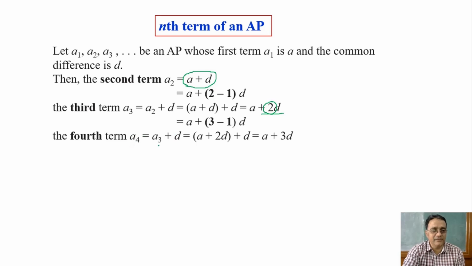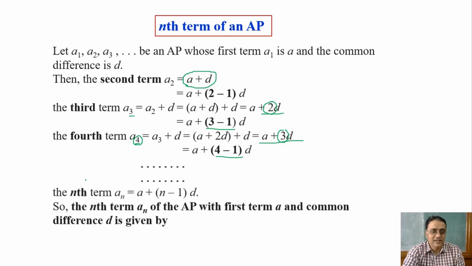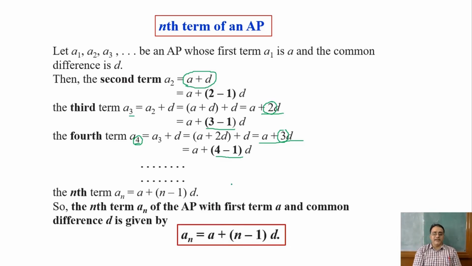Similarly, for the fourth term a4, add the common difference to its preceding term, that is the third term. So we are getting a plus 3d, and 3 we can write as 4 minus 1. So see carefully, यहाँ पे 4 है तो हम लोग इसको 4 minus 1 लिखें, यहाँ पे 3 है तो यहाँ पे हम लोग 3 minus 1 लिखें. If it is n, what will we write here? n minus 1. So the nth term, that is an, is equal to a plus (n minus 1) into d, with the first term a and the common difference d. Finally, this formula you have to remember.